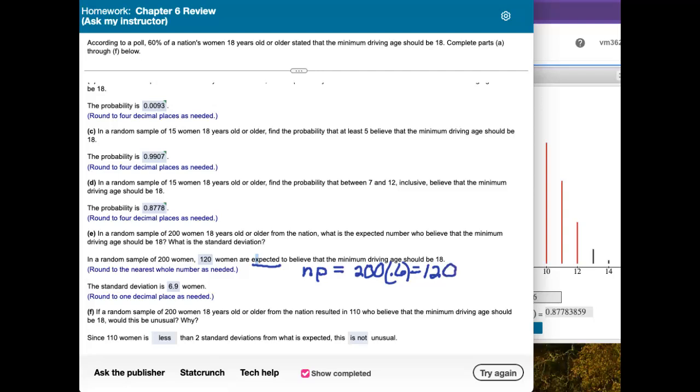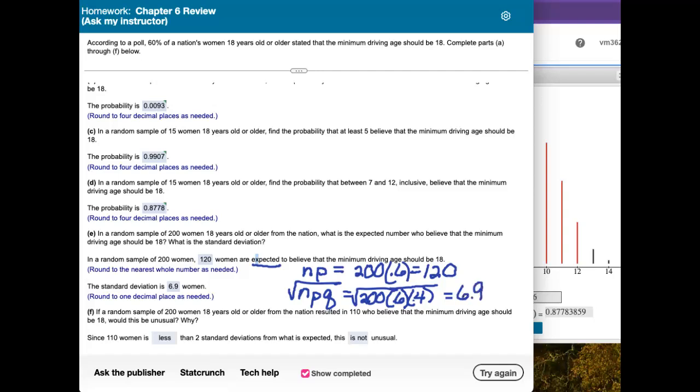And to compute the standard deviation, the rule for that is the square root of npq. So here we're going to take the square root of 200 times 0.6 times 0.4, because q is the complement of the probability. And the square root of all that is going to give us, to one decimal place, 6.9.